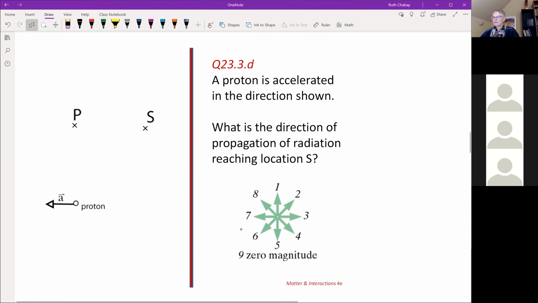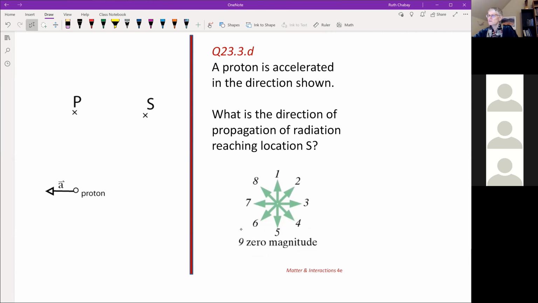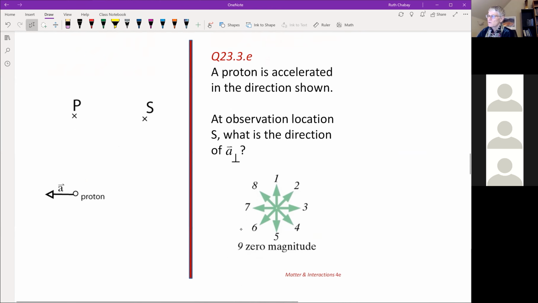Okay, one more. So we have a proton accelerated now to the left. That line is supposed to be to the left. And so at location S, what's the direction of propagation? So this is, yeah, that's right. So the direction of propagation is that direction. And you can tell what the next question is going to be. What's the direction of A perpendicular, right?